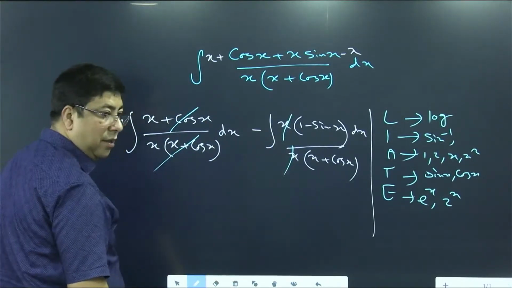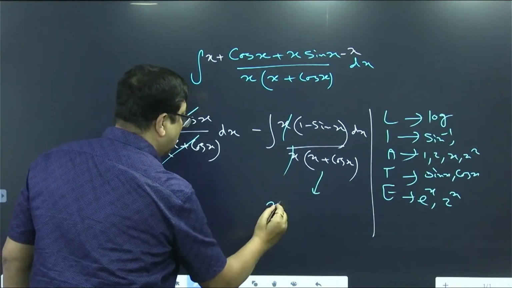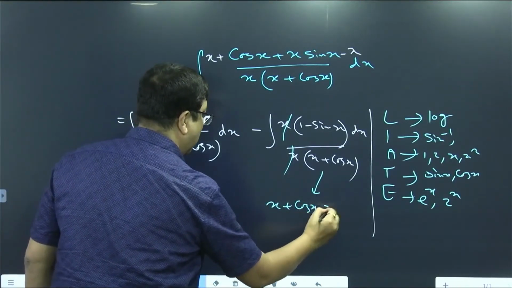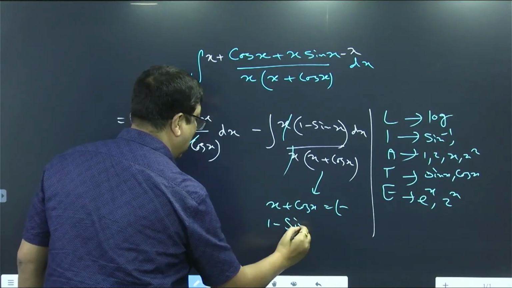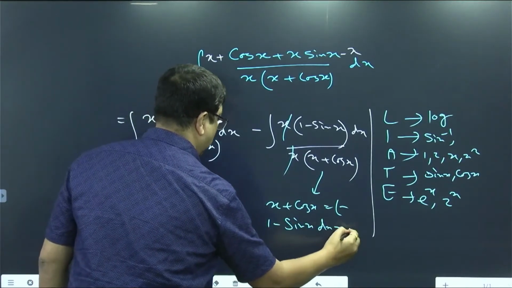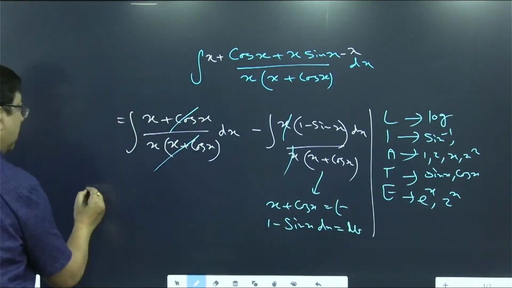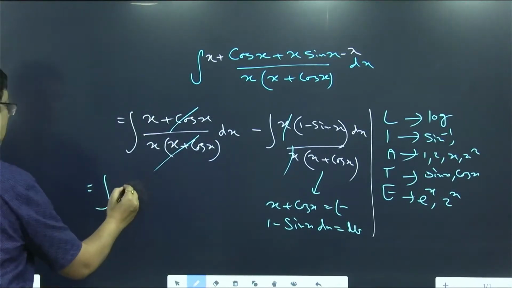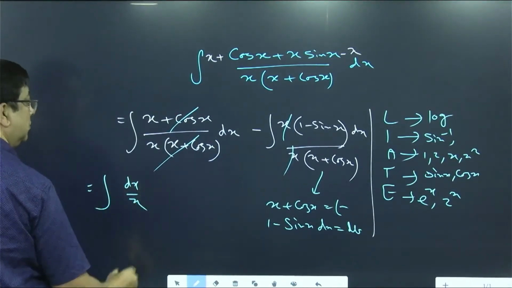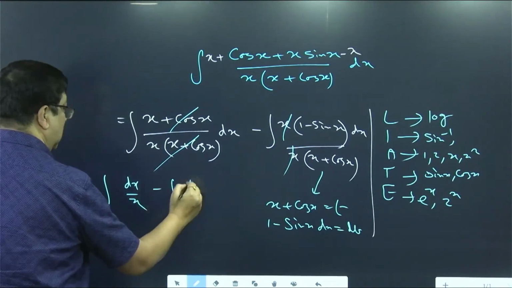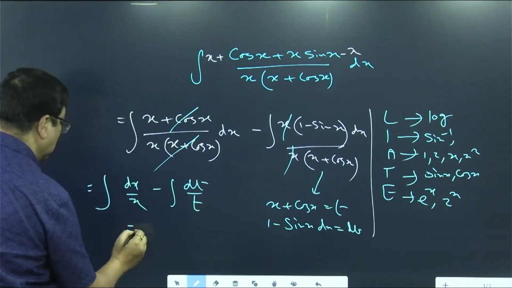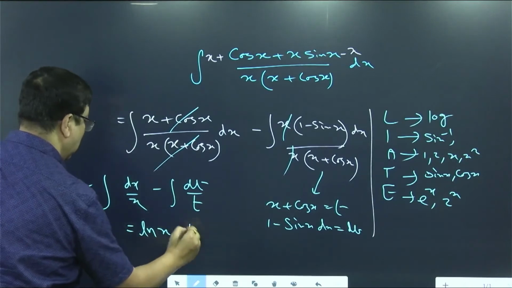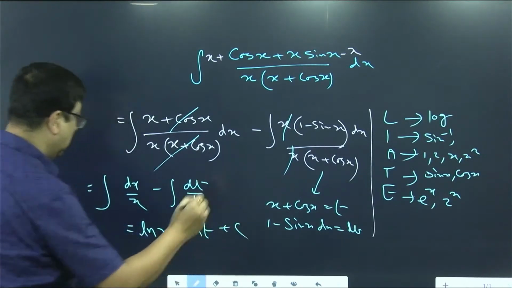This is cancelled. If we take x plus cos x equal to t, then (1 minus sin x) dx equal to dt. So this is coming to be dx by x minus dt by t. So this is log x minus log t plus c. Sum is over.